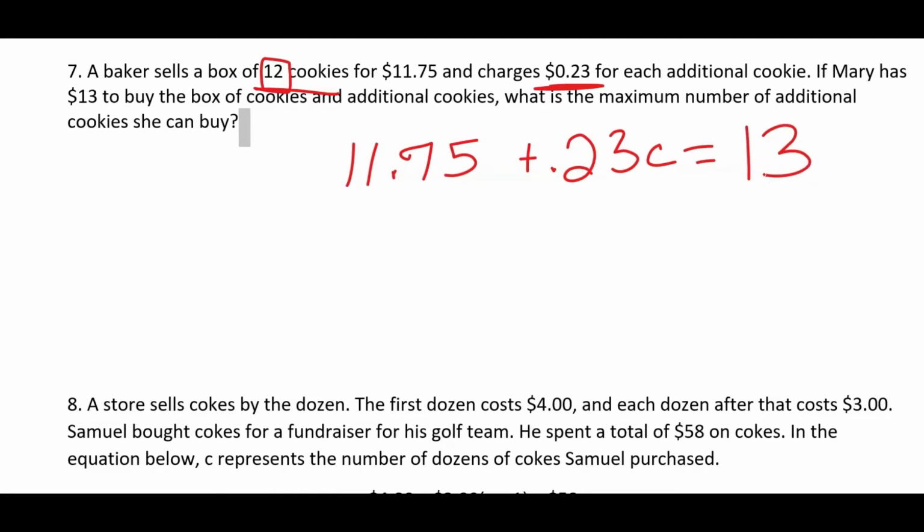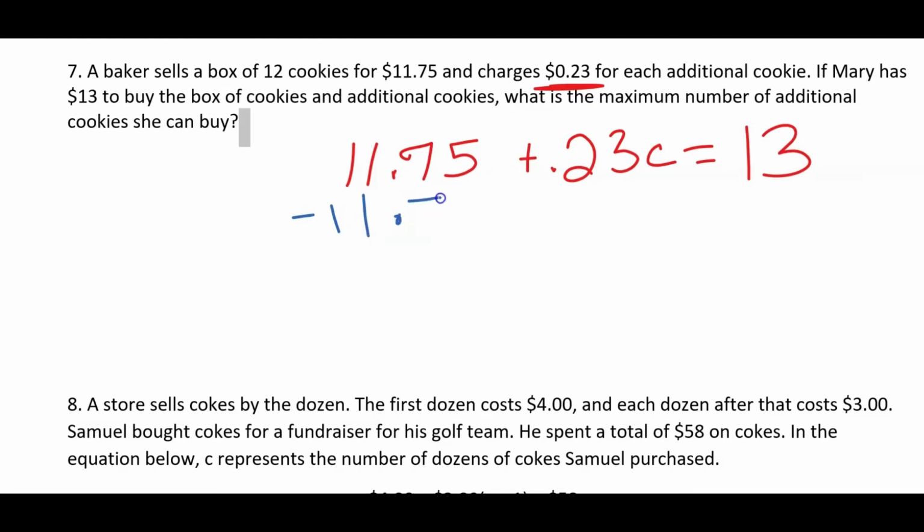So I really did not need to put this 12 in my equation at all. It doesn't affect the outcome here. So she's going to be spending $11.75 for that first box, 23 cents per cookie, and this is how much she has to spend. So all I have to do here to answer this question is solve for C, and this is a basic two-step equation.